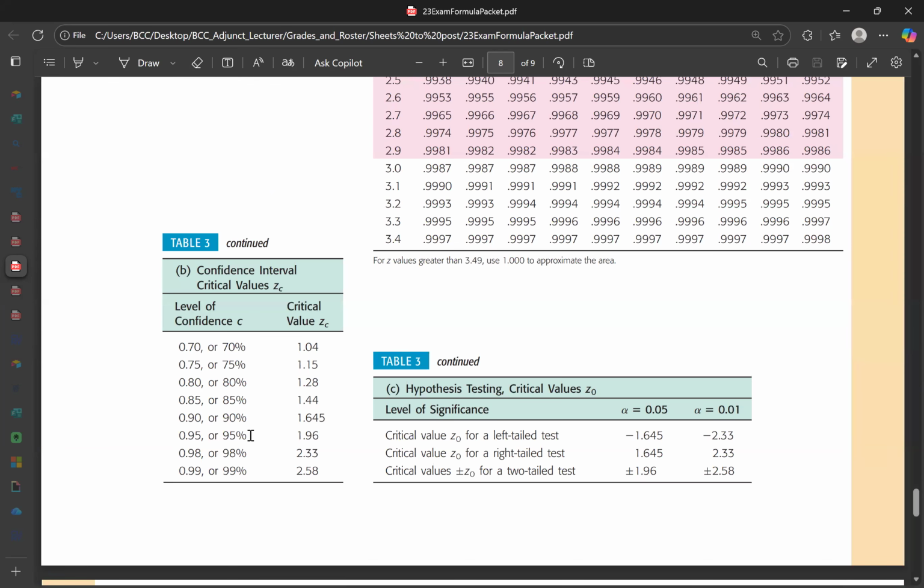And then the rest of the questions are the same. You just find it and match it, and that's it.